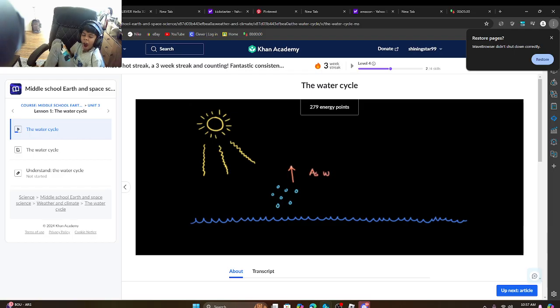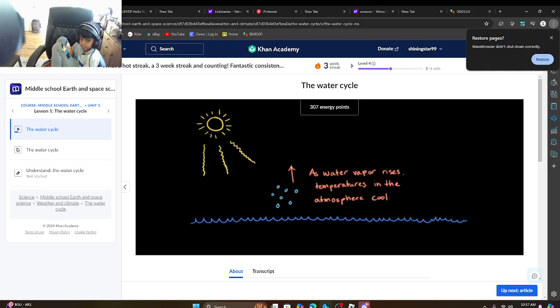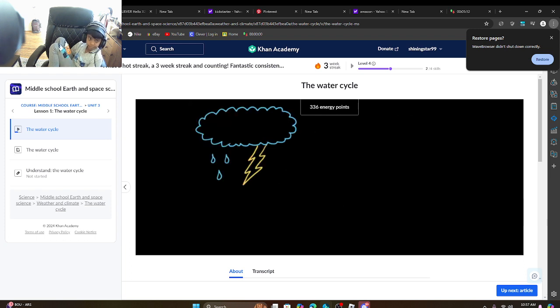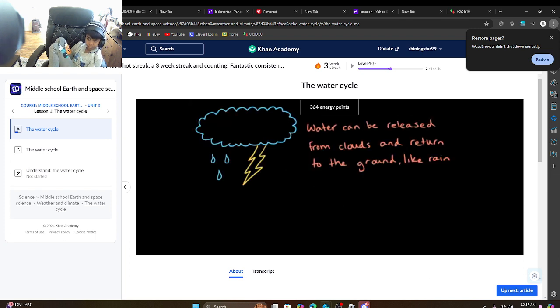However, as the water vapor rises, the temperature in the atmosphere cools. In turn, the water vapor condenses into tiny liquid water droplets, or, as we see them, clouds. This is called condensation. Air currents then move these clouds all around the Earth. As a cloud collects more and more liquid water droplets, the water may be released from the cloud, pulled down by gravity, and then returned to the ocean or land as precipitation, like rain.